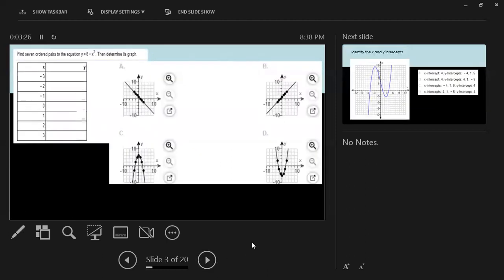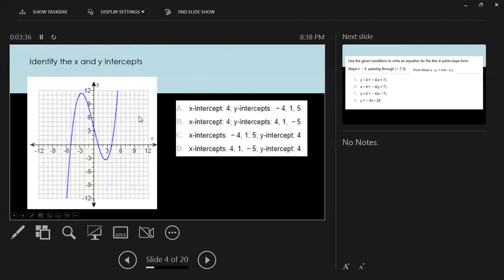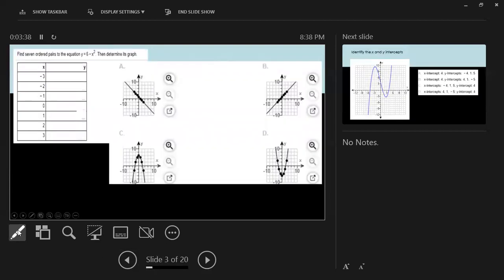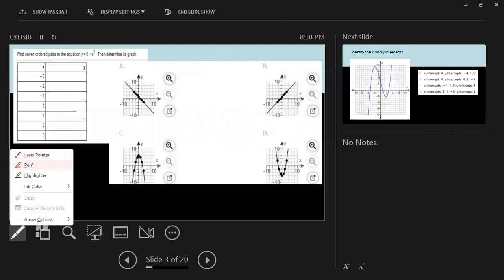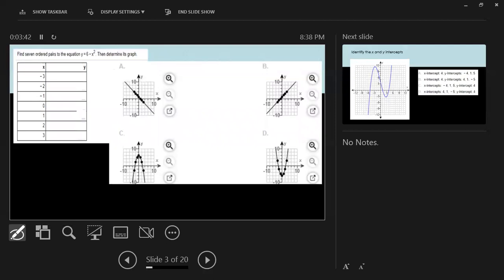All right, so for this item, it says find 7 ordered pairs to the equation y equals 6 subtract x squared. So we have y is equal to 6 subtract x squared.